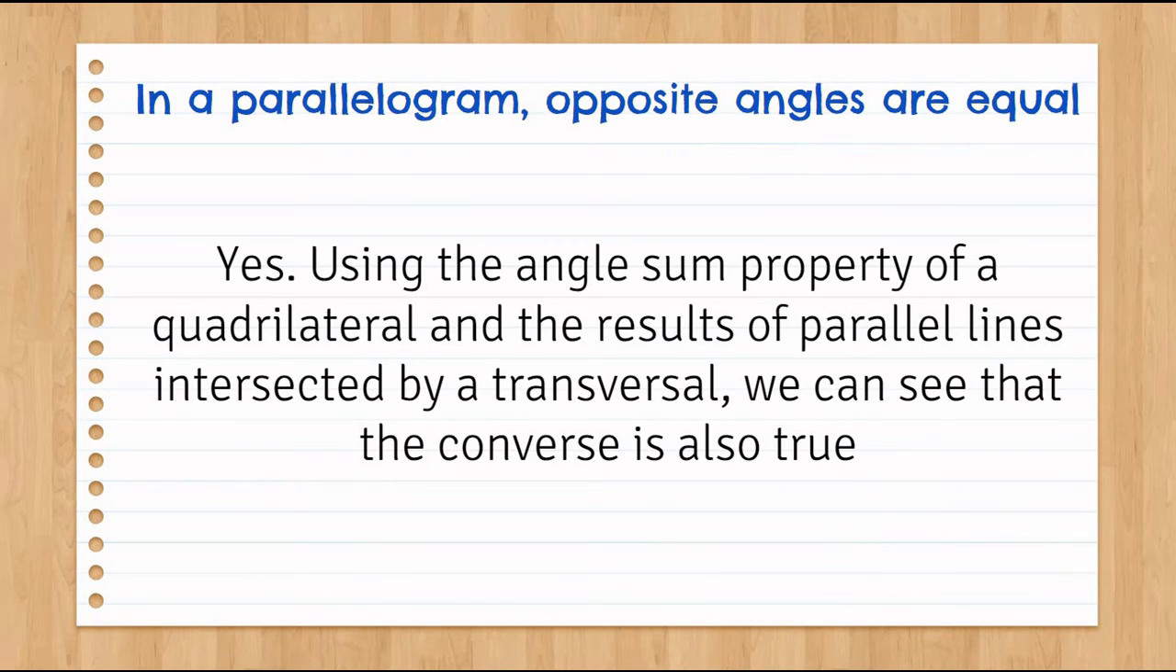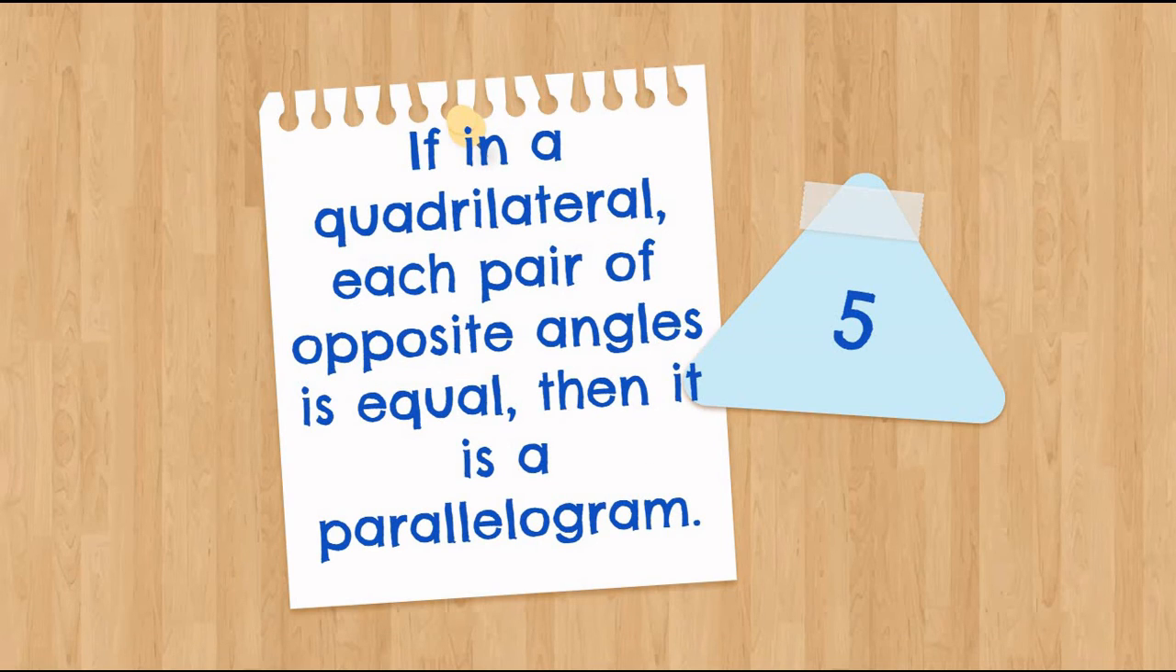Using the angle sum property of a quadrilateral and the results of parallel lines intersected by a transversal, we can see that the converse is also true. So we can have the following theorem with the help of it. It's theorem number 5. That is, if in a quadrilateral each pair of opposite angles is equal, then it is a parallelogram. Okay, now we are done with theorem 5.